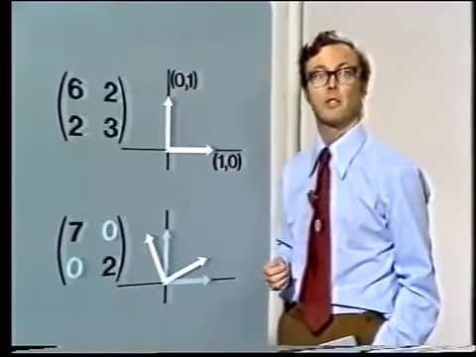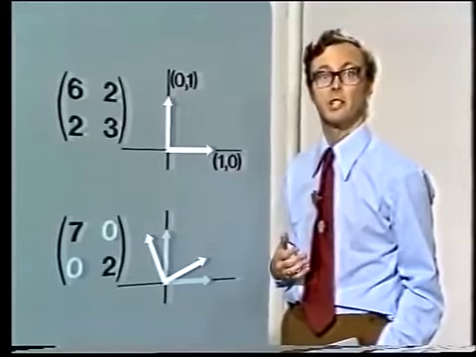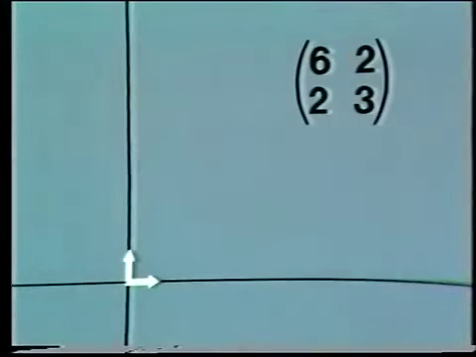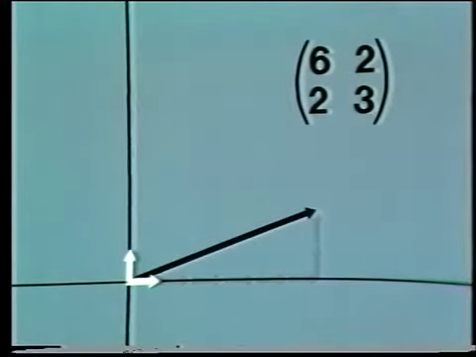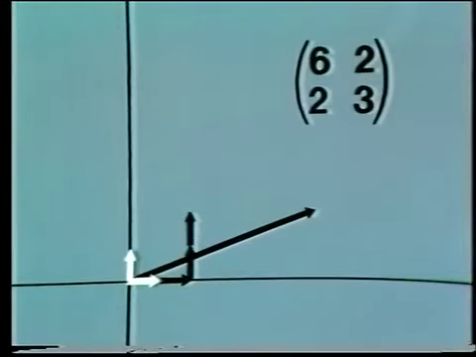And to answer that question, we've got to go back to our original definition of a matrix. Remember, the columns of a matrix just represent the images of the basis vectors. So the first basis vector gets mapped to 6 times itself, plus twice the second basis vector. And the second basis vector gets mapped to twice the first, plus 3 times the second.